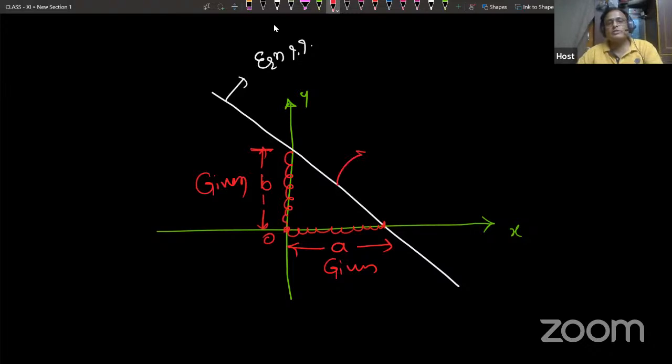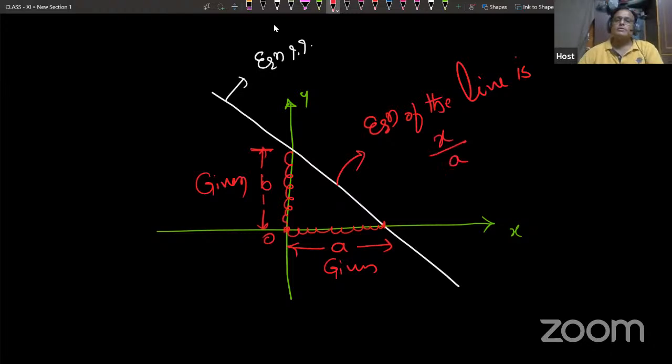That time, the equation of this line is very simple: x upon x-intercept plus y upon y-intercept is equal to 1. So this is the equation of this line. This equation can be derived only whenever intercepts are given. Therefore, this equation is known as intercepts form.